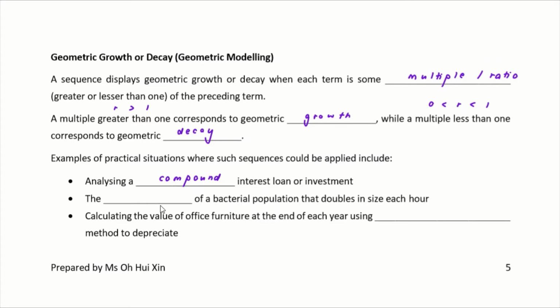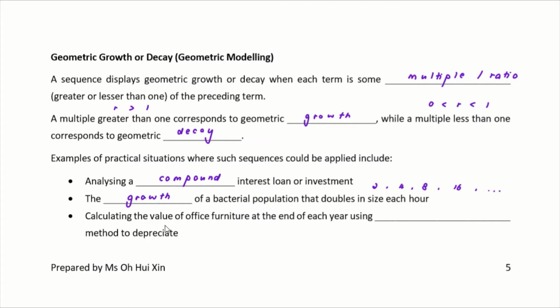Then after that, the second one can be like the growth of a bacteria population that doubles in size each hour. Okay, so the size is doubled. So you can imagine if let's say you start with 2, then it becomes 4. Then you double again, then it becomes 8, then you double again, it becomes 16. So in this case, you cannot use arithmetic sequence, right? Because their difference is not common. Like this is 2, this is 4, this is 8. But in this case, they have a common ratio, right? So double, double, so times 2, times 2, times 2, times 2. And that's our r. So that's why we need to use geometric modeling.